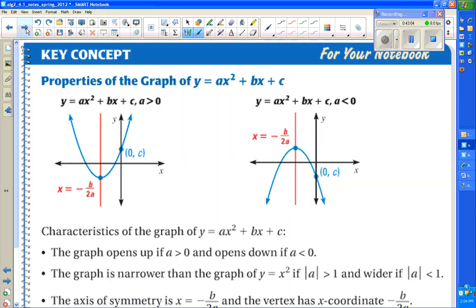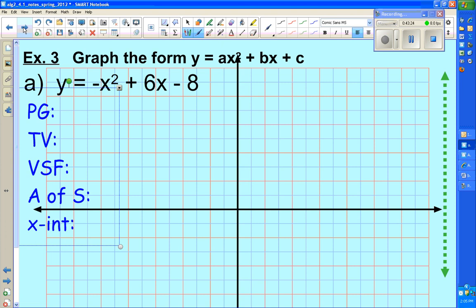Here we go. So properties, we've talked about these. What controls up or down? The vertical stretch factor. It's A that controls up or down. When A is positive, you'll horseshoe up. When A is negative, you'll horseshoe down. Okay? So these are book notes. We've already looked at them.